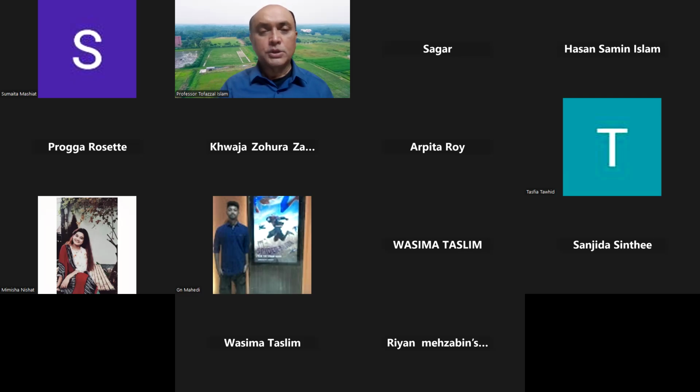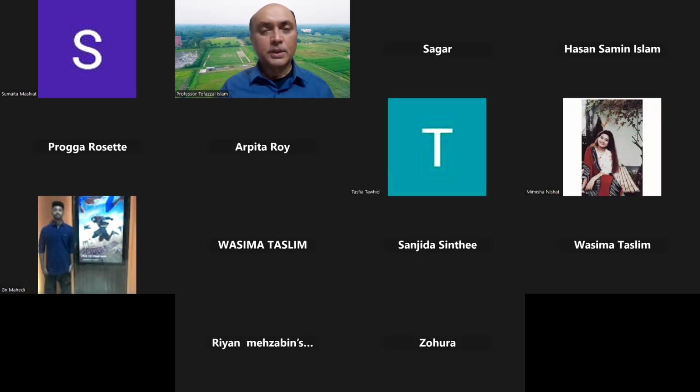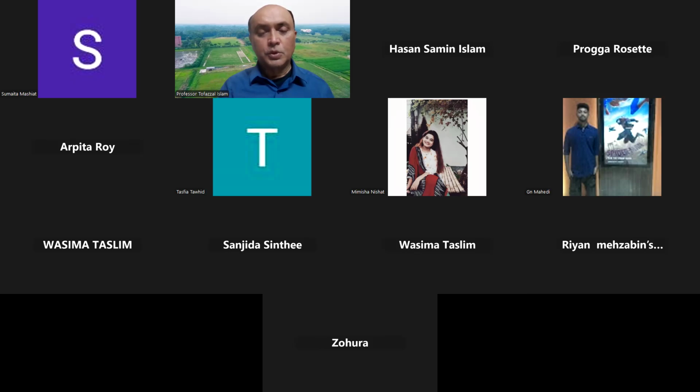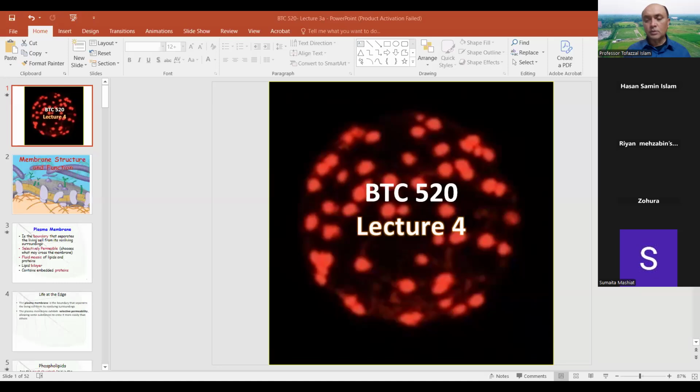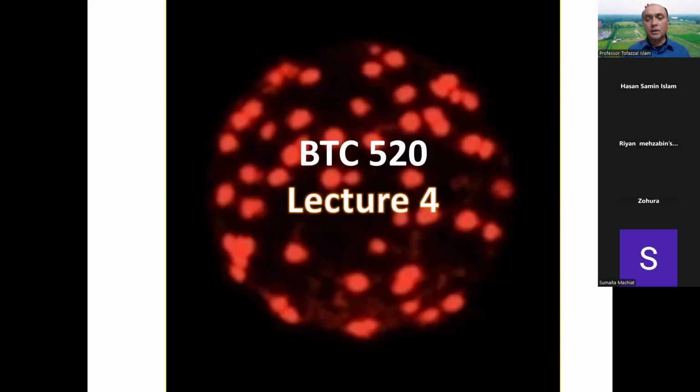Today we shall discuss a new topic, which is the plasma membrane and the function of the plasma membrane in signaling and communication. Perhaps all of you have basic knowledge of the plasma membrane, the outer boundary of the cell, especially in the case of an animal cell. The plasma membrane is the main boundary.